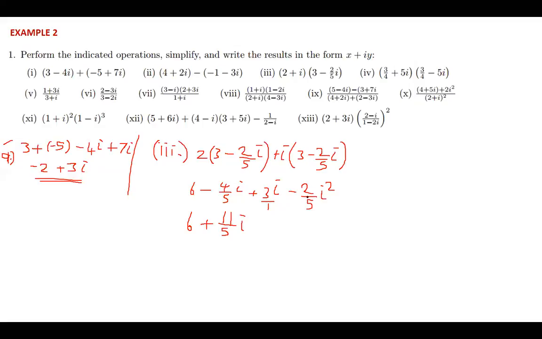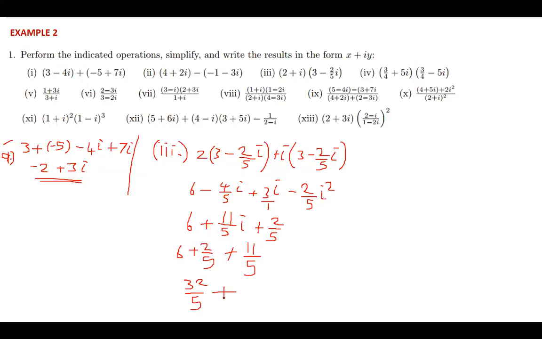And then this side, we know i squared is a negative number. Negative 1 times negative 2 over 5, you get positive 2 over 5. So here again, it's just a matter of putting the real parts together. So the real parts that we have is 6 plus 2 over 5. And then the imaginary part here, we only have 11 over 5. So we add this. This is the same as 30 plus 2, which is 32 over 5.